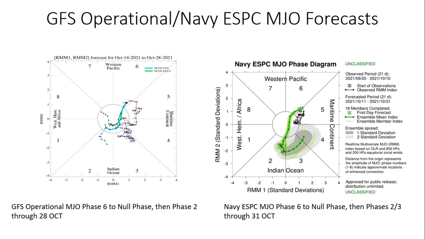Now, the Navy ESPC MJO forecast on the right is generally showing that solid green line, again starting out on the border between Phase 5 and 6, working our way towards the null phase, that small inner circle. And then coming back out with enhanced convection over the Indian Ocean in Phases 2 and 3, primarily through the end of October, through Halloween on the 31st of October.